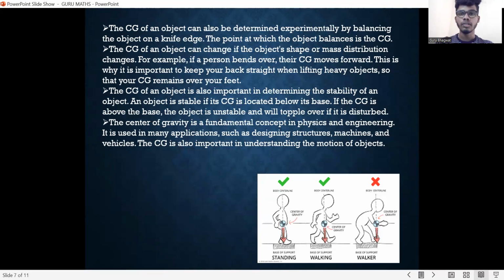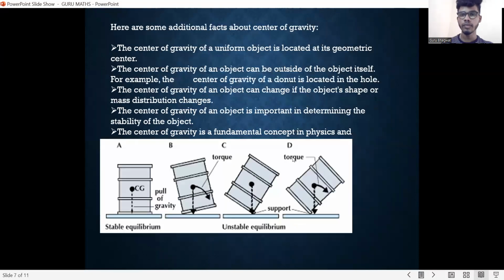So the center of gravity is a fundamental concept in physics and engineering. It is used in many applications such as designing structures, machines, and vehicles. The center of gravity is also important in understanding the motion of objects. Understanding the motion of objects plays a major role in the concept of the center of gravity. Examples include standing, walking, and using a walker.